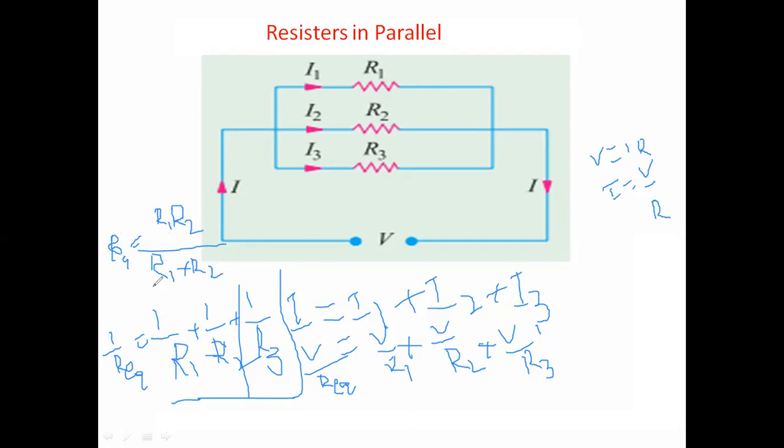So this is the case when two parallel resistors are connected. Then we'll get R equivalent is equal to R1 into R2 by R1 plus R2. If three or more resistors are connected, then take the LCM of R1, R2, R3, and from that we can find out the R equivalent. If two resistors are connected in parallel, we have a formula, that is R1 R2 by R1 plus R2. Like this we can find out the R equivalent.